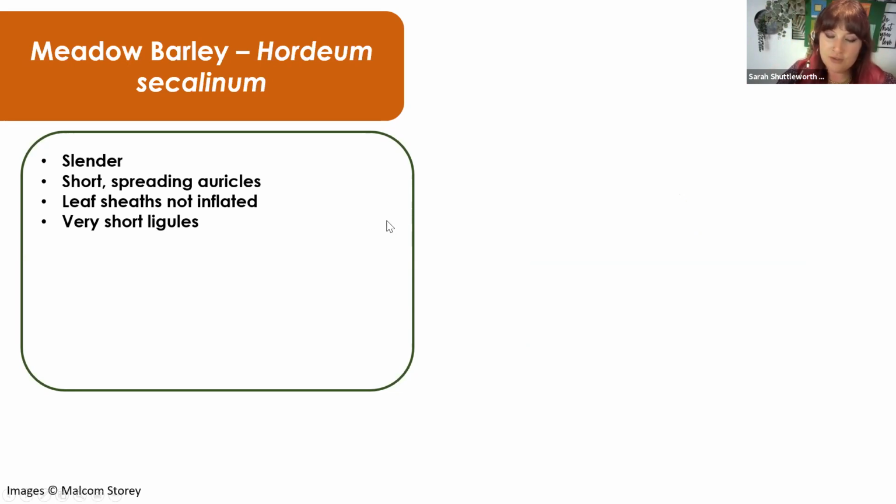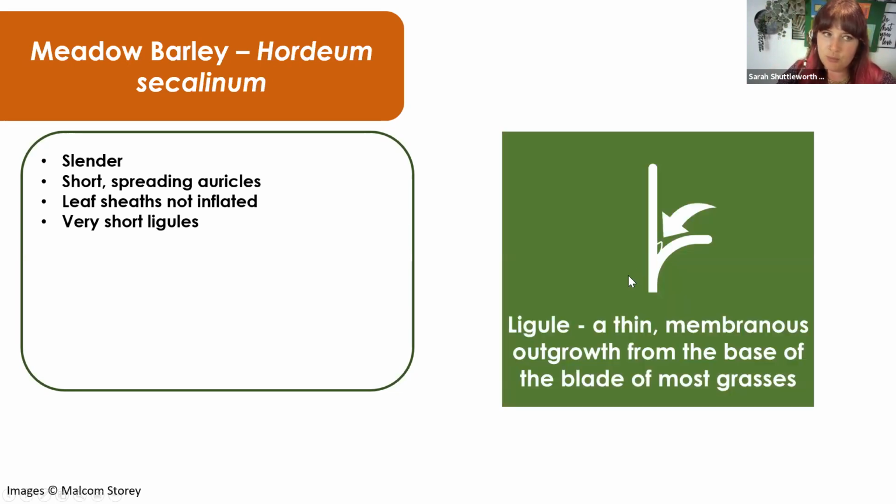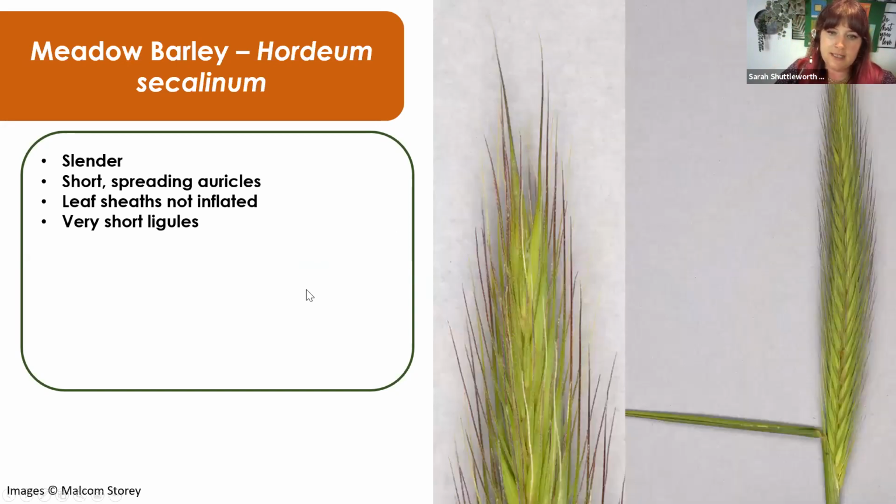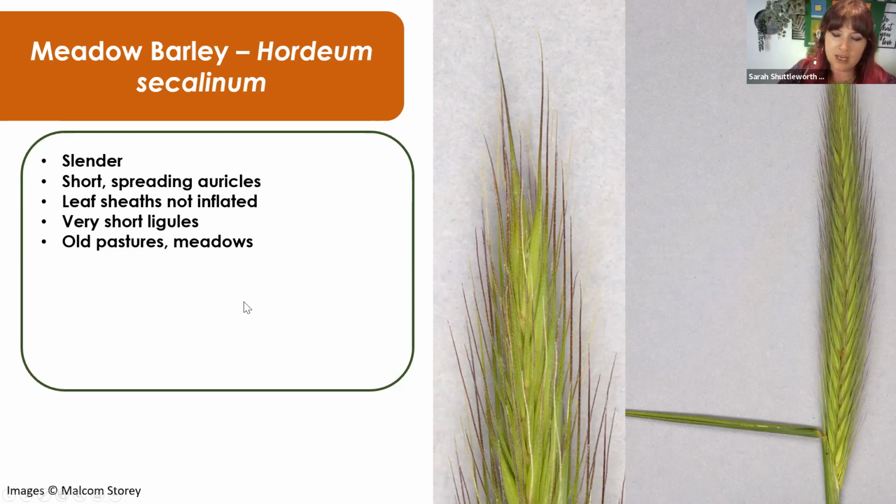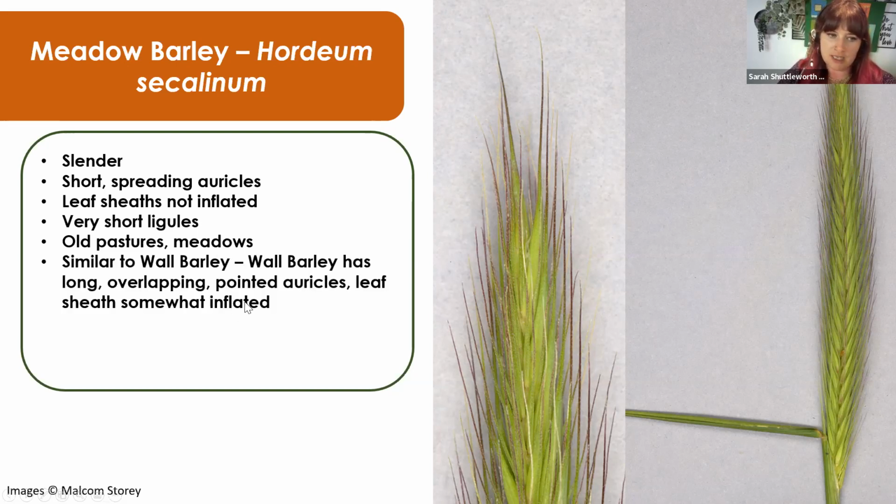The ligule, if you remember, is that thin membranous outgrowth from the base of the blade of most grasses. That is very, very short. And you can see the actual inflorescence, which is all of the flowers and the spikelets together, is quite distinctive, with these really, really long spiked awns and a slightly purplish tone to them. Generally, this grass is usually found in old pastures or meadows. It can be a good sign that you might have a nice quality grassland there, but equally you can find it in one that's been heavily degraded as well.